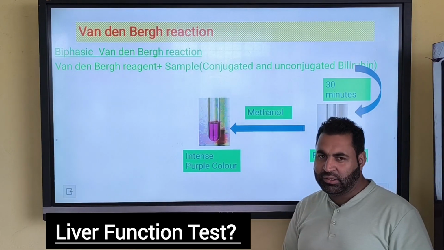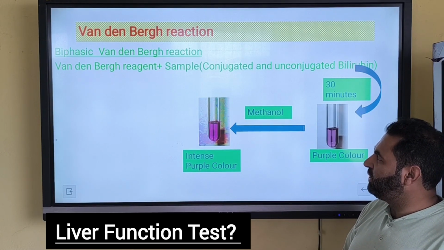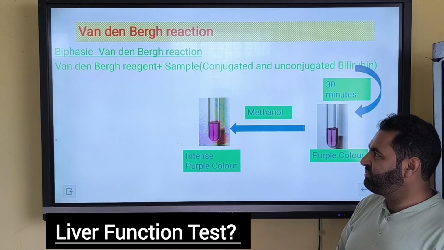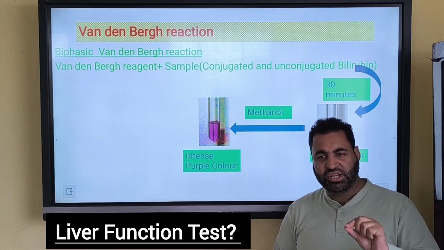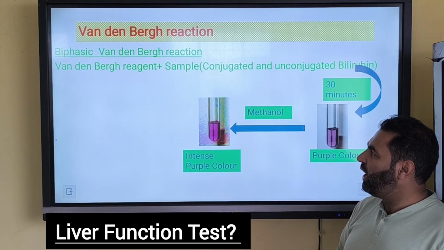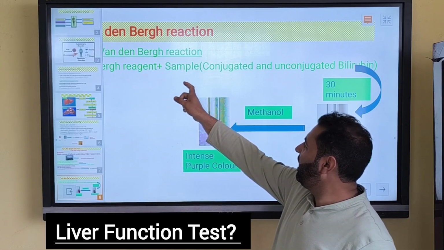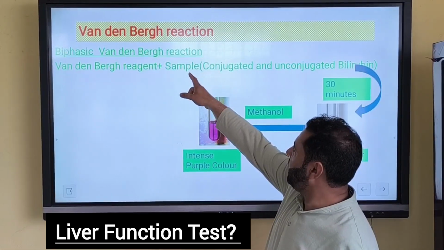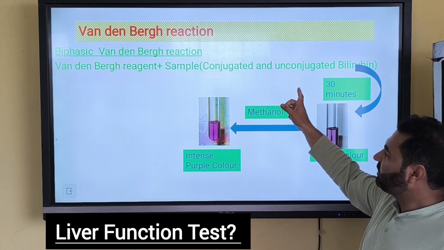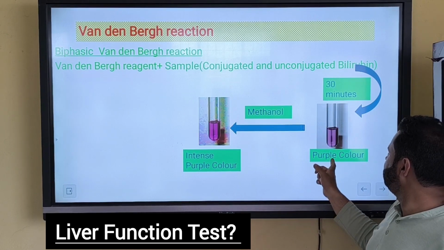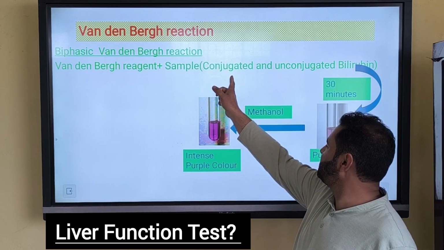Then we have another Van den Bergh reaction that is called biphasic Van den Bergh reaction. In biphasic Van den Bergh reaction, suppose we are having a sample which is having both conjugated and unconjugated bilirubin in high quantity. So what will happen? We will add Van den Bergh reagent and then we will add the sample. The sample is containing conjugated and unconjugated bilirubin. Then in 30 minutes we will be getting purple color. Why are we getting purple color? Because conjugated bilirubin is present here.